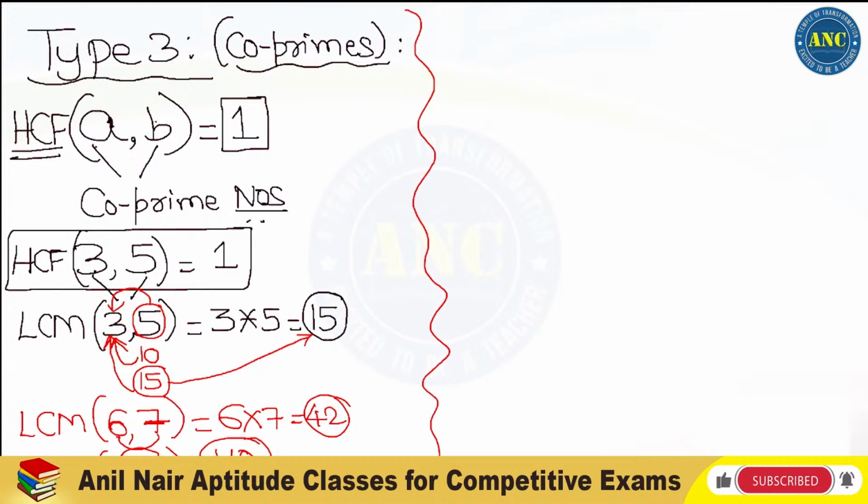Type 3 is a case where the two numbers are co-prime to each other, and whenever two numbers are co-prime to each other, LCM is nothing but the product of those two numbers. Next, type 4.